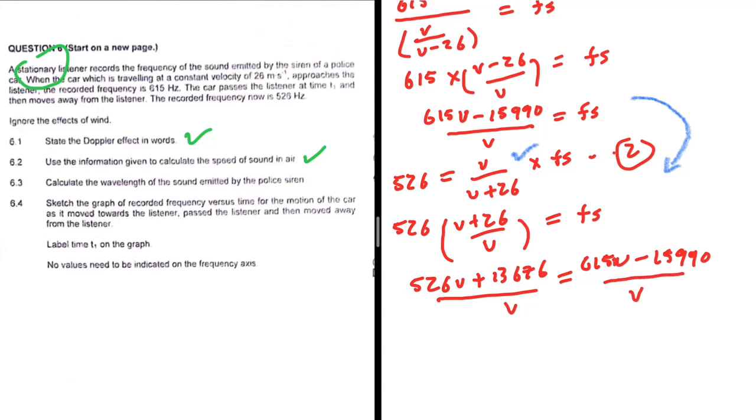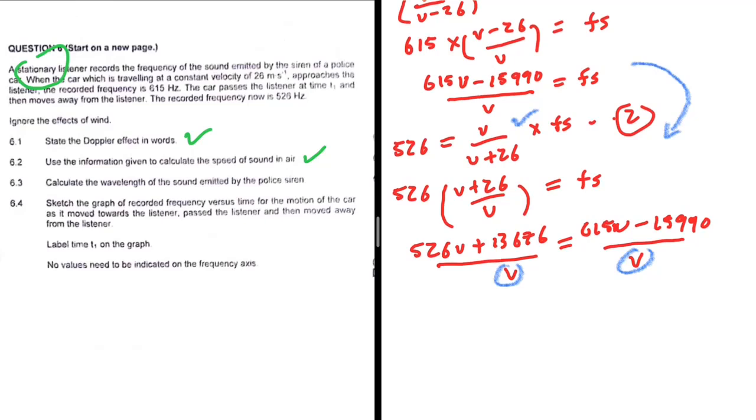I think we're getting somewhere. Because we are dividing on the left side by V and dividing on the right side by V, we can just drop V, because the numerators must be equal to each other for those two things to be equal to each other. So we're just going to have 526V plus 13,676 being equal to 615V minus 15,990. I think it's quite simplified now.